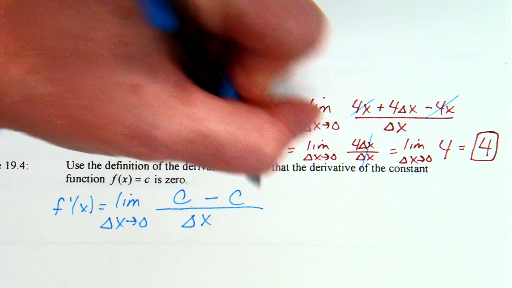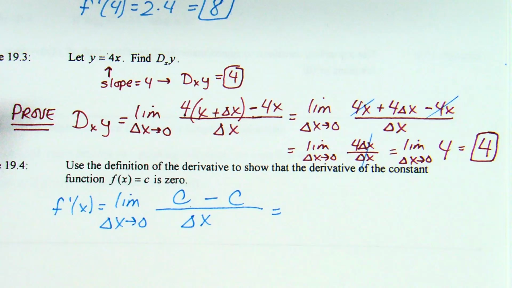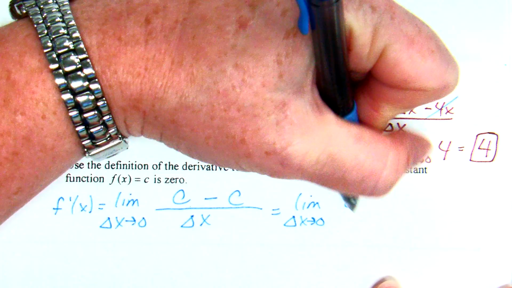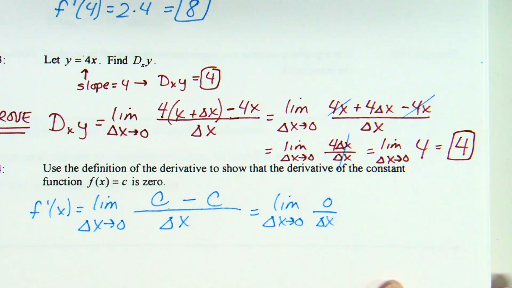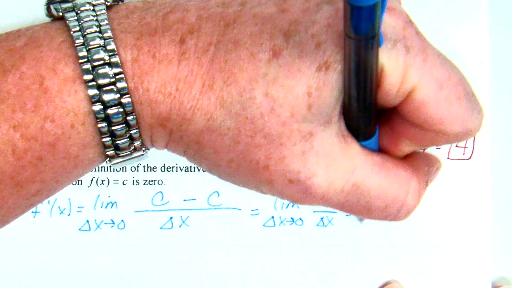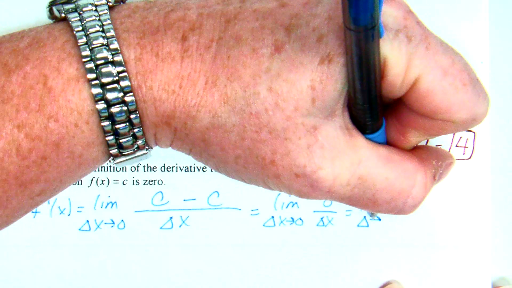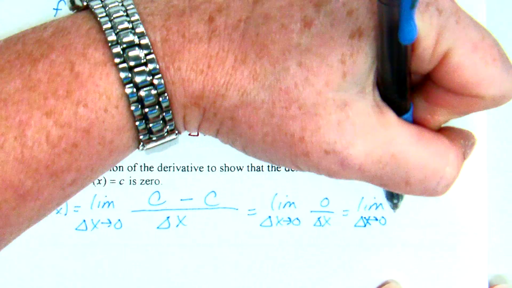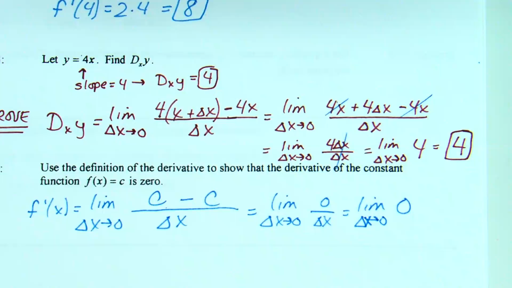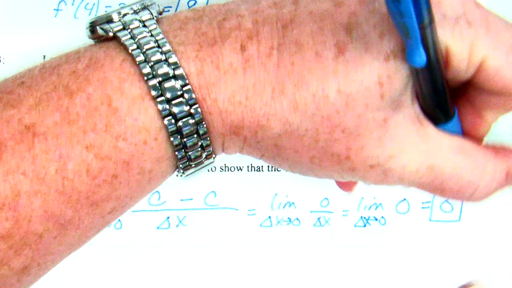Well, what do we know about c minus c? 0. So officially, the limit as delta x approaches 0, if I take that extra step, is 0 over delta x. But we know that 0 divided by anything is 0. So the limit as delta x approaches 0 of 0 is 0. What happens when you put 0 in for delta x? We don't have any delta x, right? And so this just equals 0, kind of like the one up above us just equaled 4.